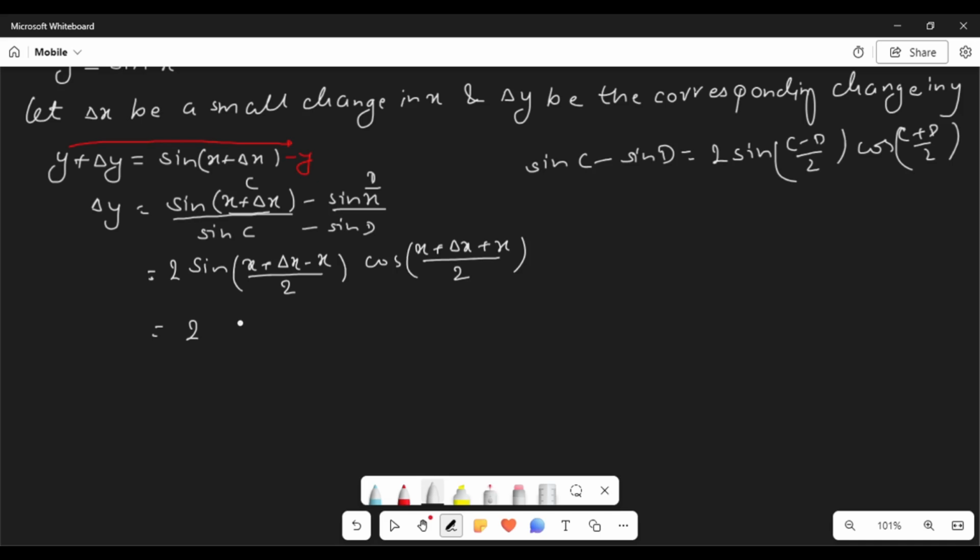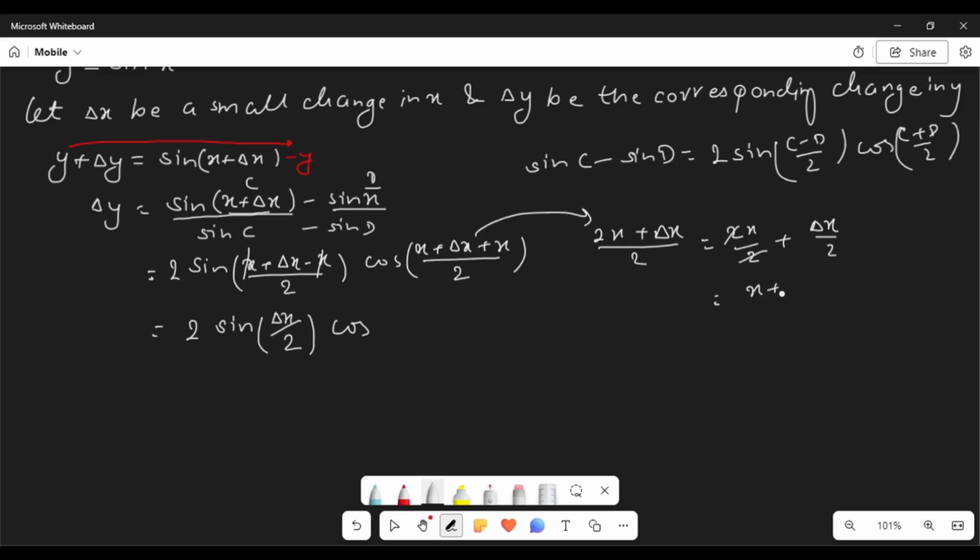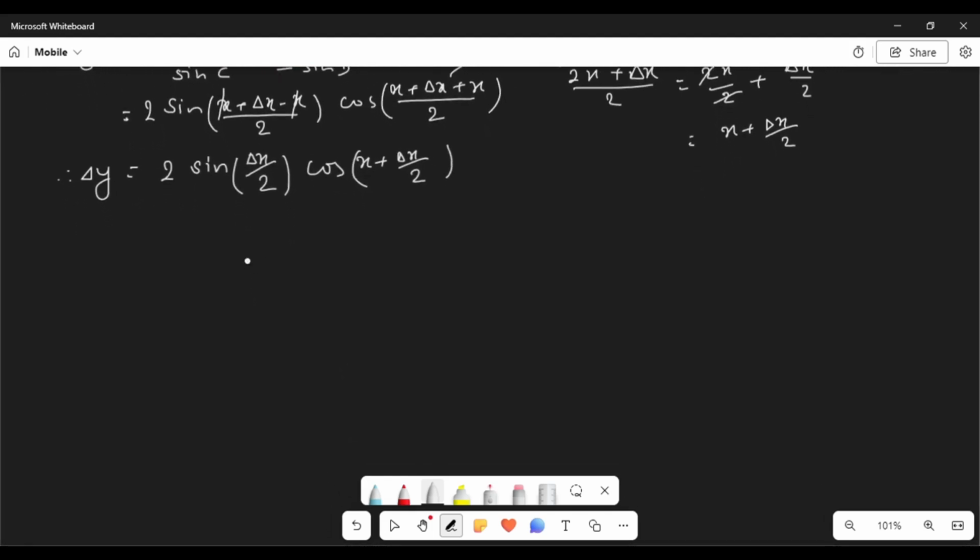So it will be 2, x will cancel out, sin del x divided by 2, and cos, this is 2x plus del x divided by 2, which will be 2x divided by 2 plus del x by 2. These two will cancel out and it will be x plus del x by 2. So I'll write it here, x plus del x divided by 2. So these are del y. Okay. After you transform into product, we can now use the first principle because it will be easier now.